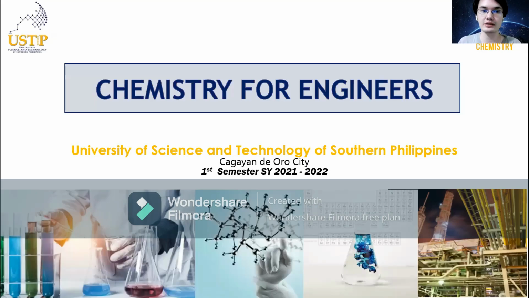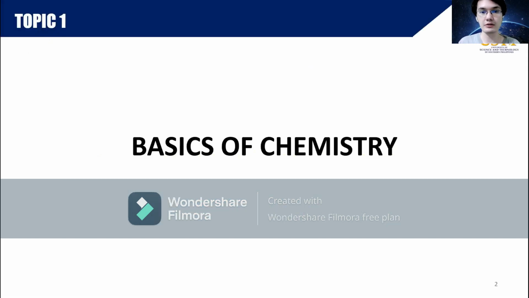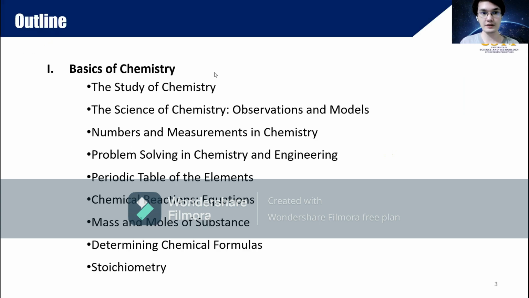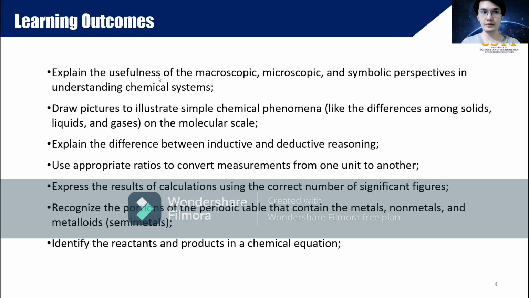So welcome again to Chemistry for Engineers. For our first topic, it will be on the basics of chemistry. Under this, we have the study of chemistry, the science of chemistry, etc. And these are the supposed learning outcomes after finishing the topic.